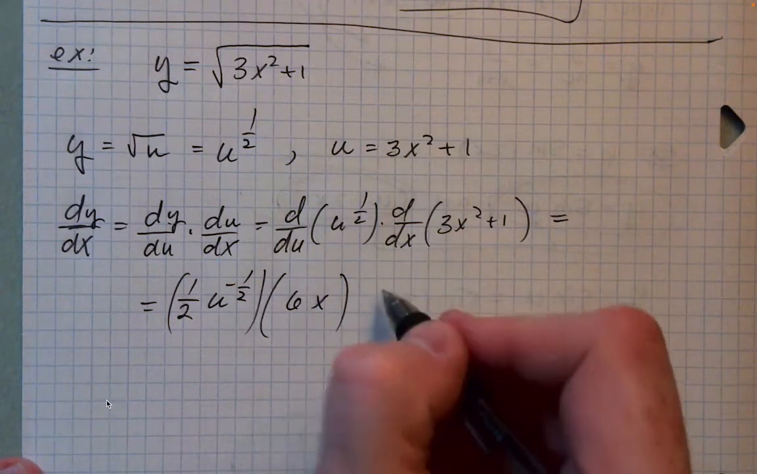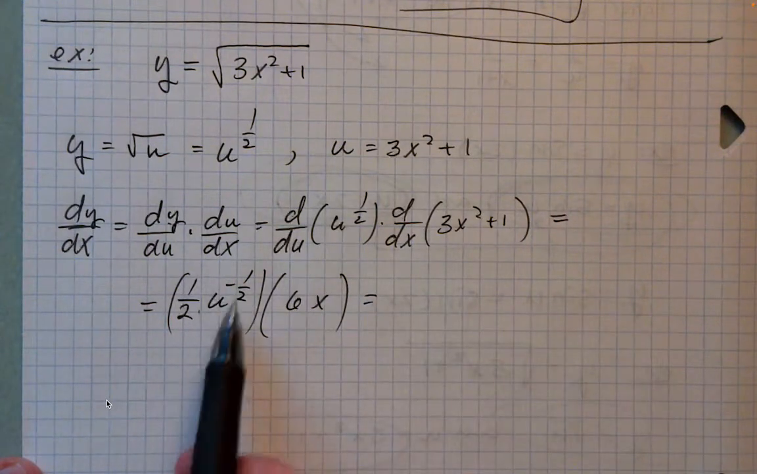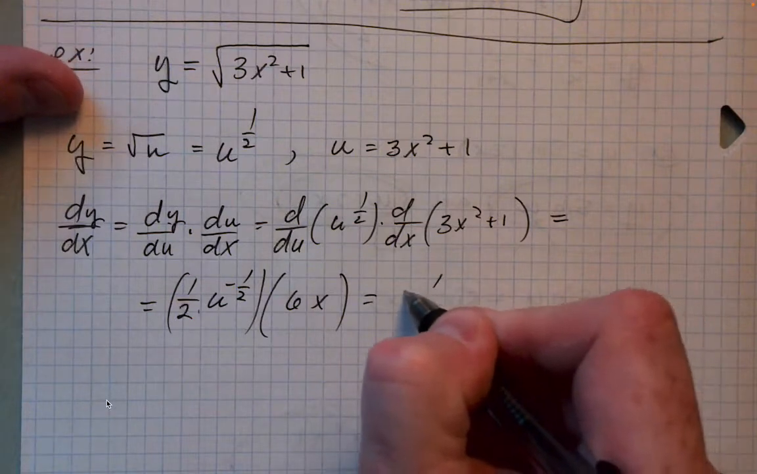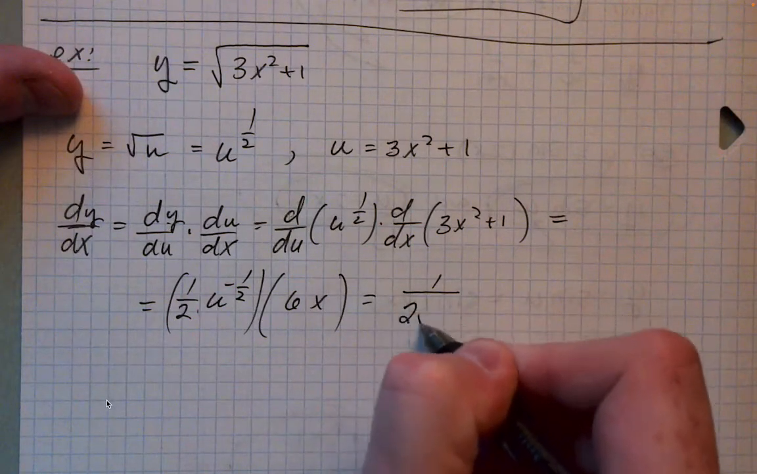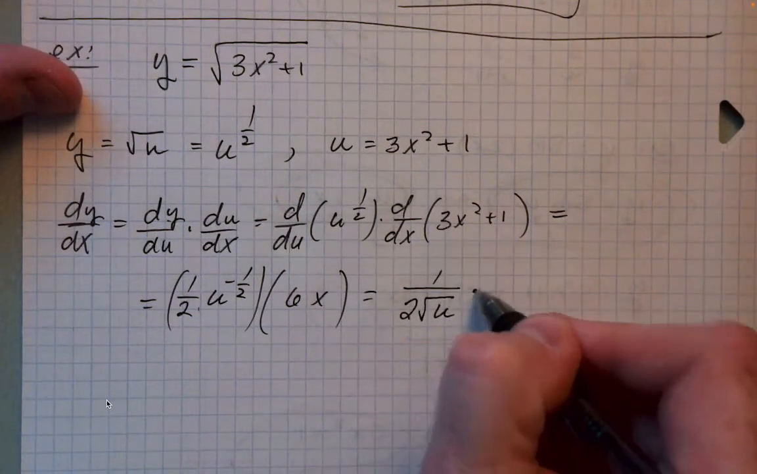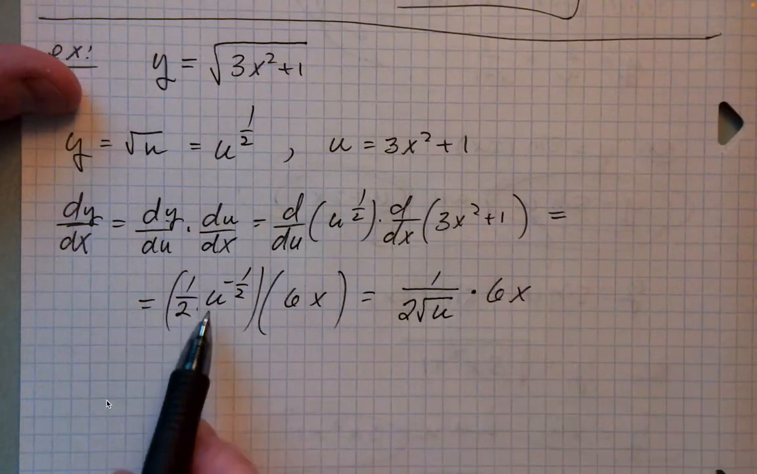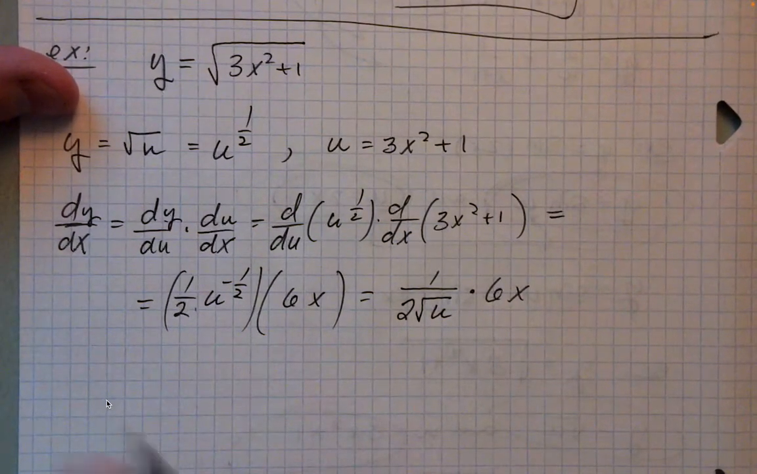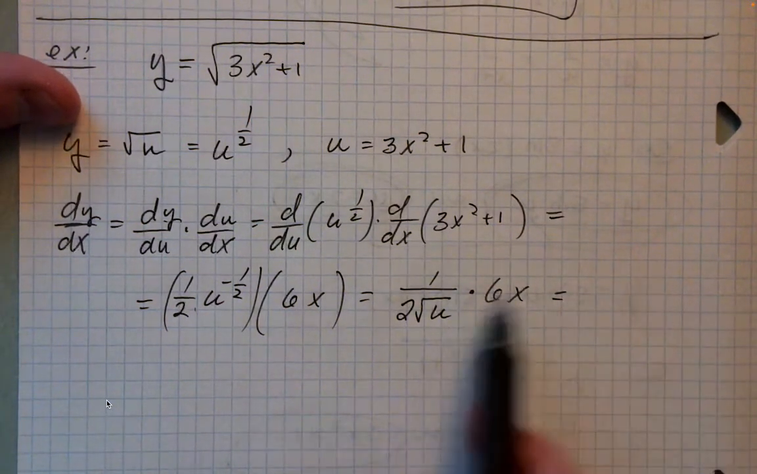Okay, so let's clean this up. We don't really like having those negative exponents. So this would be the same thing as 1 divided by 2 times the square root of u times 6x. Right, so just bringing the u to the bottom, and then recognizing that u to the 1/2 power is the square root of u.